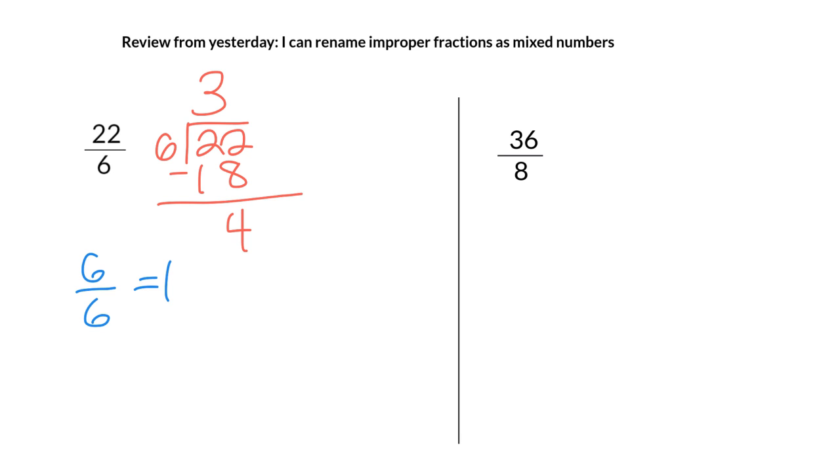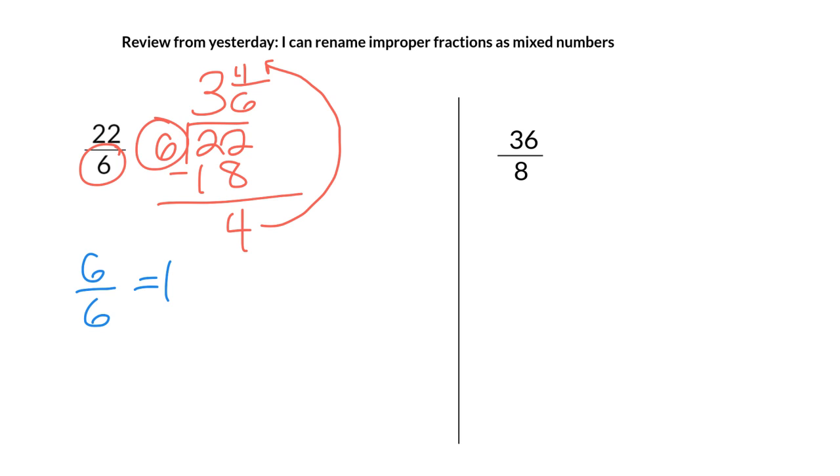Okay, now one step we did not have on our step list yesterday, actually, I think we added it, is to make sure that when we bring up our remainder, our leftover, and make that our numerator, we keep our denominator the same as it was, 6. Now we have 3 and 4/6.